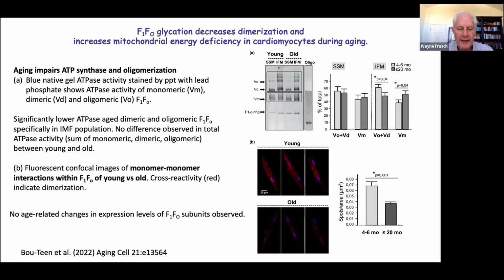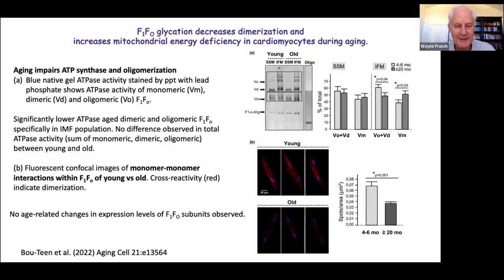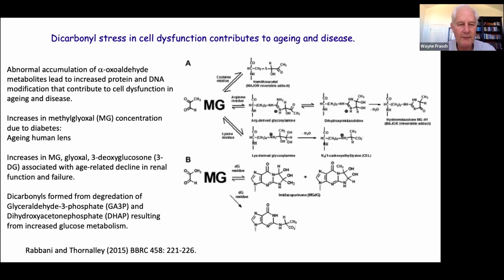And he was able to do some very sophisticated fluorescence tests where he could look at how much F1FO dimers he had versus monomers, and he saw that as you approached old age, the amount of dimers of F1FO decreased, and he saw a lower ATP synthase activity, as I said, even though there were no changes in the expression levels. There was still just as much F1FO as there was in the young one.